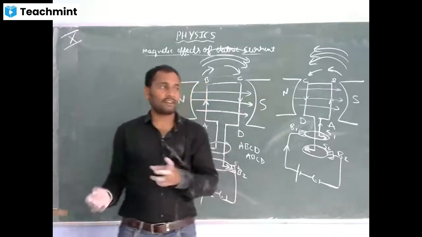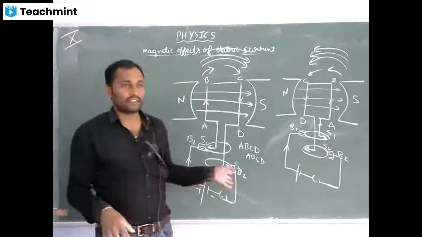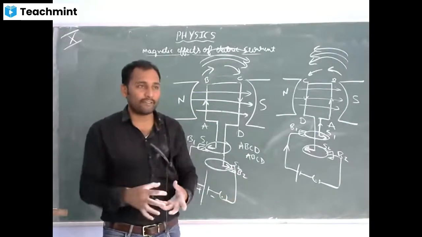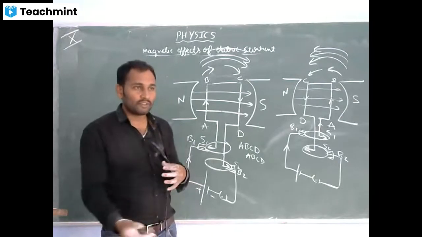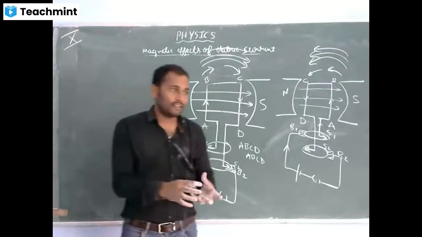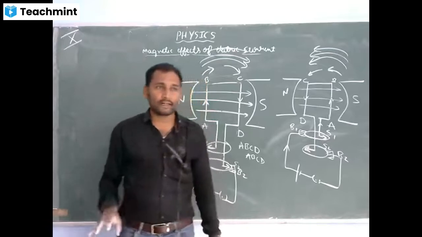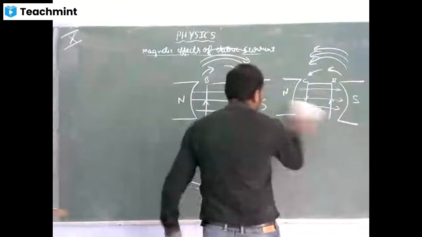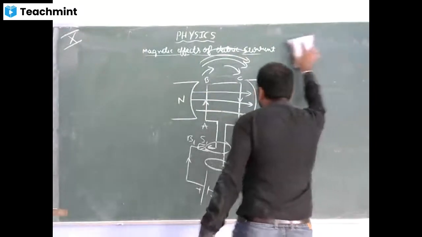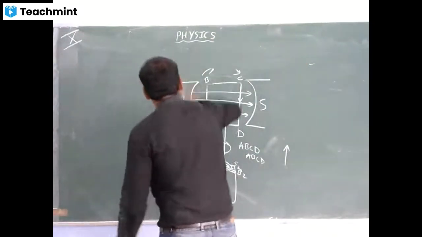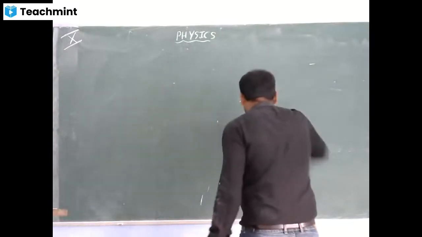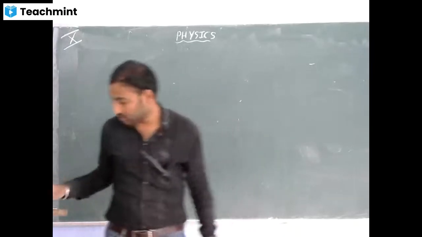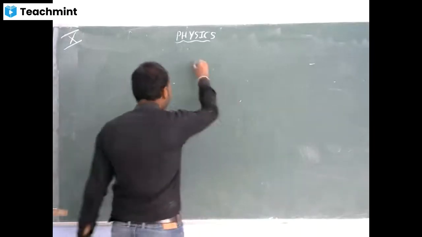Whatever the thing we have discussed till now is, with the help of electric current, we produced magnetic field. Now, from now onwards, with the help of magnetic field, we will induce electric current. Okay. So, next concept is electromagnetic induction.